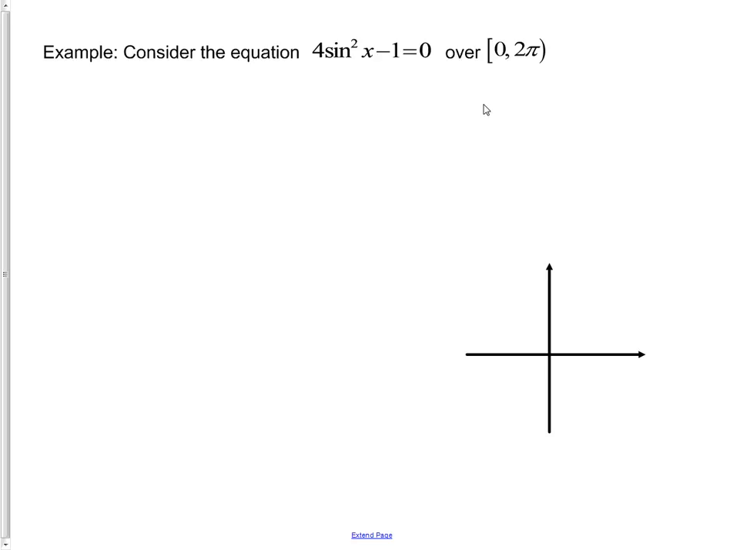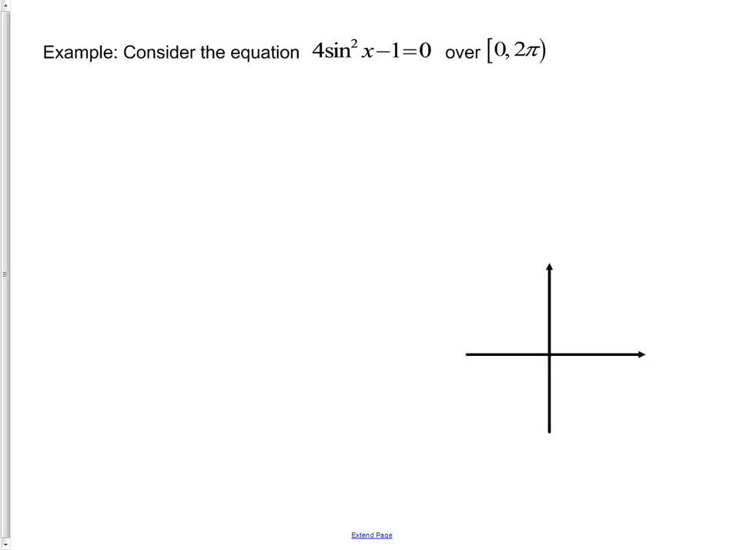Now, one of the things that's different from what we were doing in the past about solving some basic kinds of trigonometric equations is that there is a little bit of algebra involved in this process. So let's consider an equation like this one. We have 4 times the square of the sine of x minus 1 is equal to 0, and we want to find all the values of x on the interval from 0 to 2 pi that makes that true.